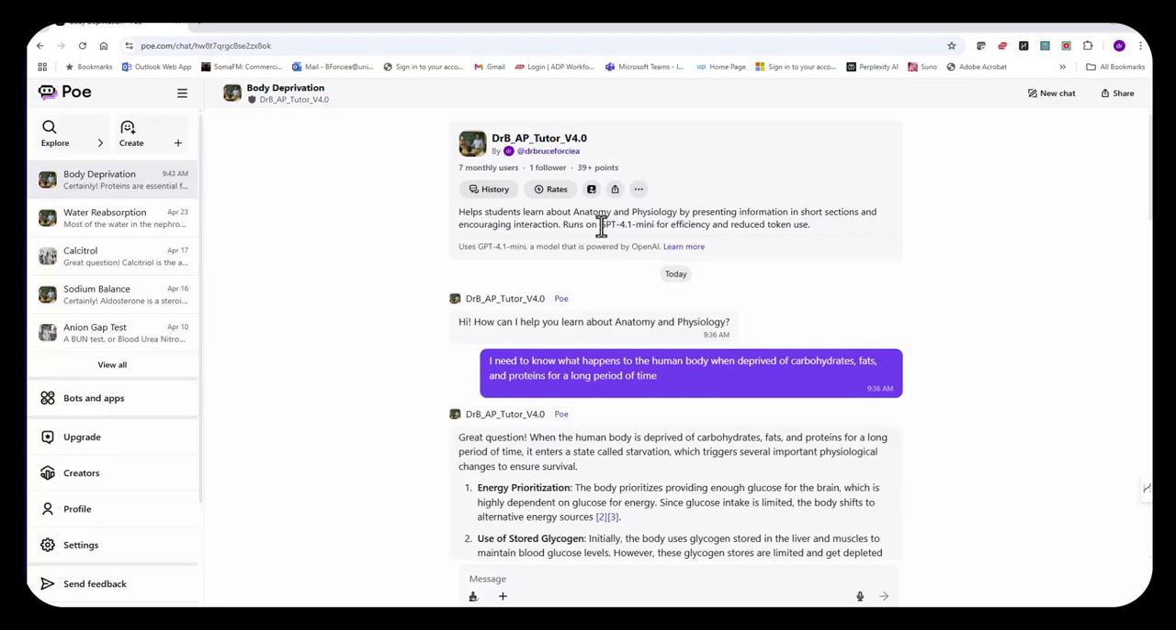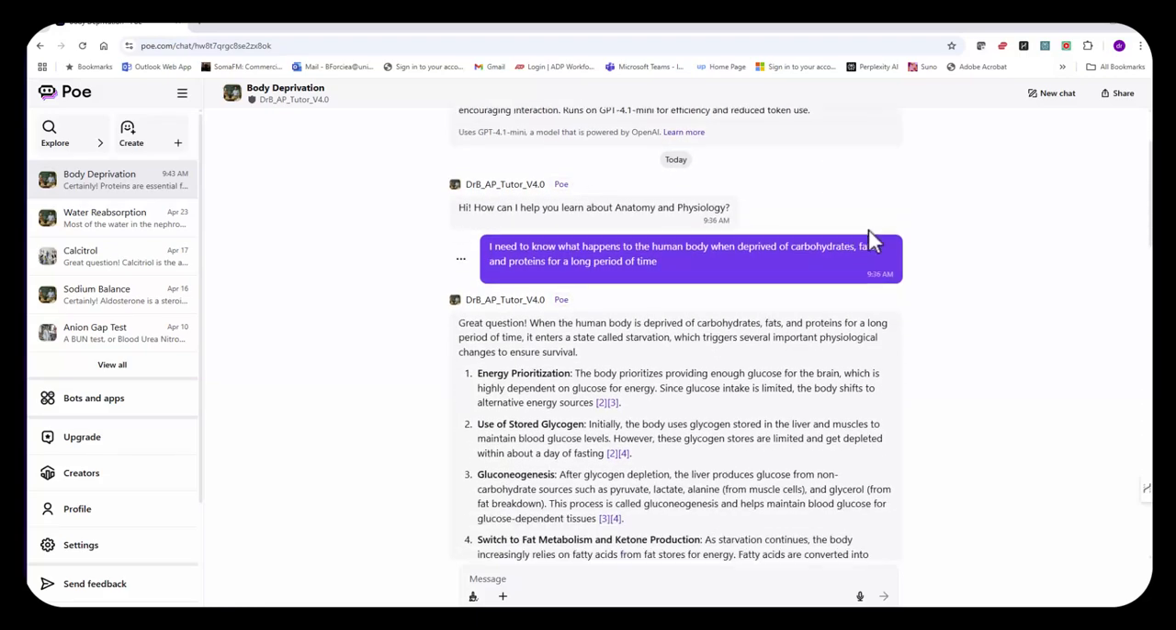This bot runs on GPT 4.1 Mini, which actually reduces the token use. Now, my older bots ran on the full-blown GPT 4.0 version, which actually used a lot of tokens, and students would complain that they're running out of tokens because they're using free accounts in Poe, and they just would not be able to use the bot that much. What I did then was redesign the bot to use 4.1 Mini so that it really reduced the token use.